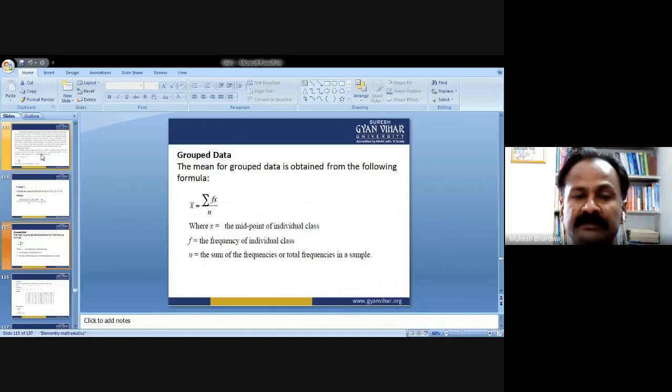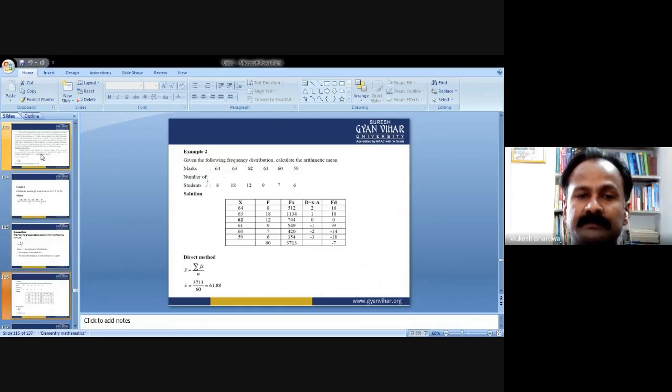The mean needs to be calculated for grouped data. The mean for grouped data is obtained from the following formula: x bar equals summation fx upon n, where x is the midpoint of the individual class, f is the frequency of the individual class, and n is the total frequency in a sample. For example, given the following frequency distribution, calculate the arithmetic mean.